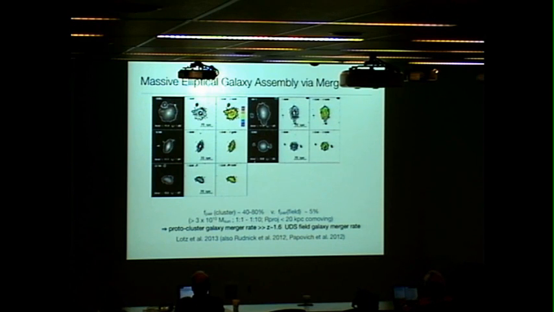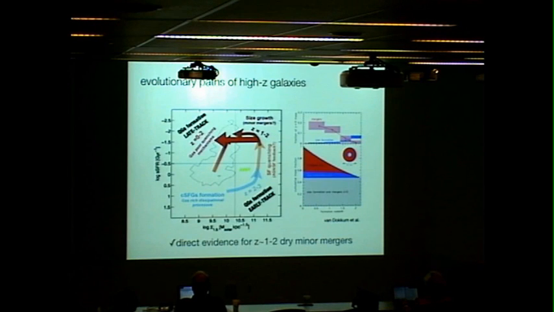And many of these mergers look like this. They're little lumps, dry minor mergers coming in. So I would say yes. We are seeing in some places, perhaps in the densest environments, direct evidence for the buildup of the outer halos of compact galaxies through lots of dry minor merging. But I would argue that's not really the only path for these compact galaxies.